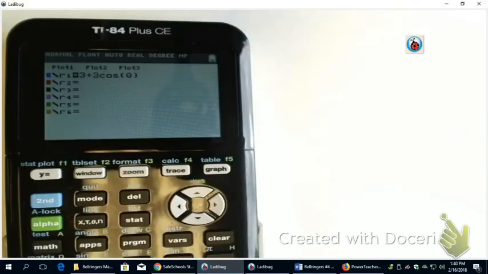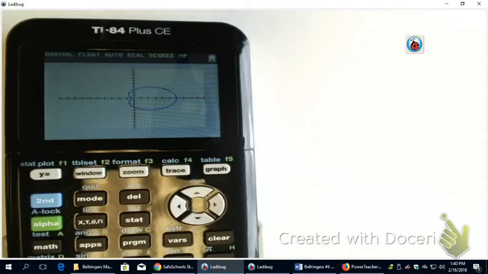So we're going to do another one, 3 plus 3 cosine theta. Let's go ahead and graph this. It is one of those hearts. It's kind of a sideways heart. It's a cardioid. And I want to find this area.